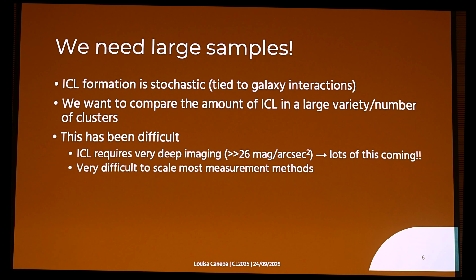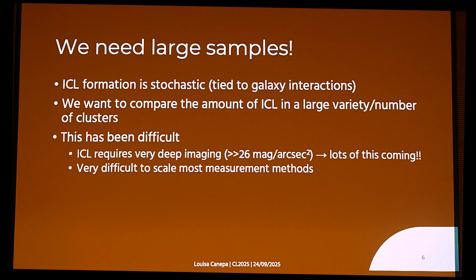So in order to answer these questions, what we really need are very large samples of intracluster light measurements. The formation of the ICL is a stochastic process because it's tied to galaxy interactions. And so in order to disentangle all of these trends that we're seeing, we really want to compare the amount of ICL in a large variety and a large number of clusters. Historically, this has been very, very difficult for two main reasons. The first one is that the ICL requires very deep imaging. Luckily for us, with Euclid and LSST and Roman, there is lots and lots of this kind of data coming, so that point is kind of covered.